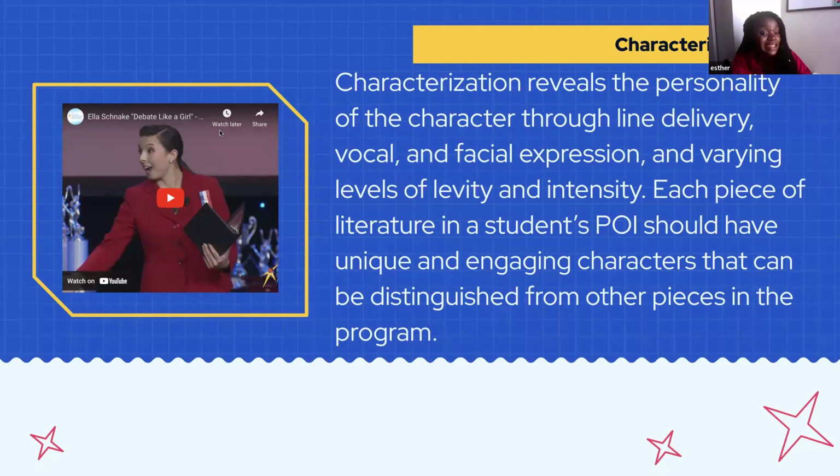I will give you a hint and say one of the most common ways to show characterization from what I've seen is to put on a Southern accent. I think that's one thing that almost every interp kid has in their POI at some point, to just have a character with a Southern accent, because it sounds very different. And I think it's one of the easiest accents to just put on.